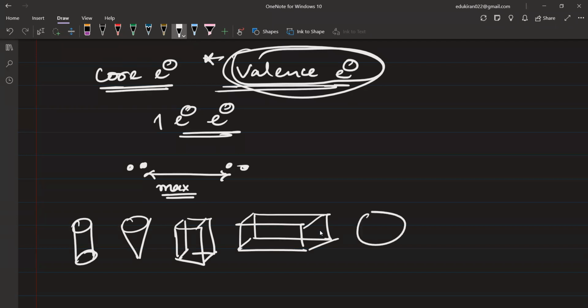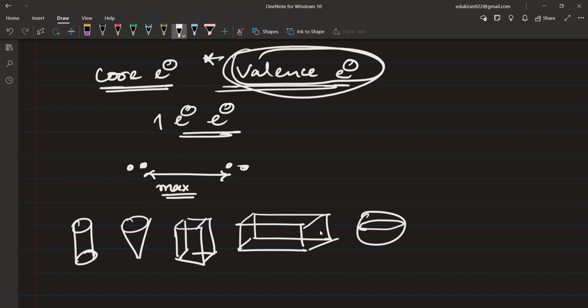Then we have sphere, which is a 3D shape. Out of all of these, what do you think will be the shape of atom? What will be the shape of atom? Sphere. Sphere, right? Sphere will be the shape of atom.